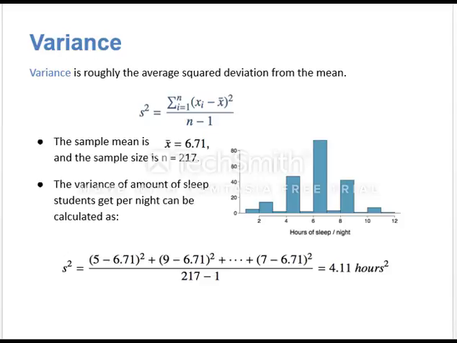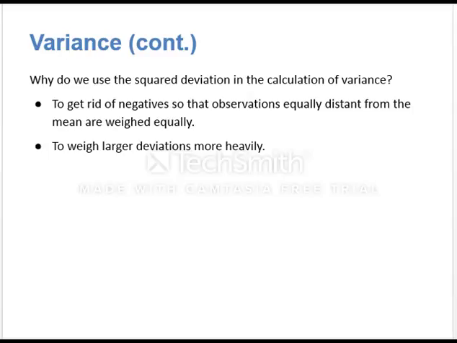So we often use the squared deviations to calculate the variance, and this has a very practical purpose. It gets rid of the negatives so that the observations that are equidistant from the mean are equally weighted, and it also weighs those larger deviations more heavily. So this also points out one reason why the variance is not the preferred measure of variation when you have heavily skewed data, because it will be inflated.